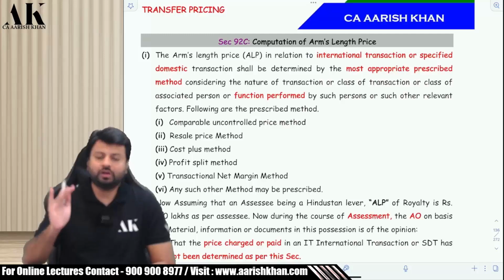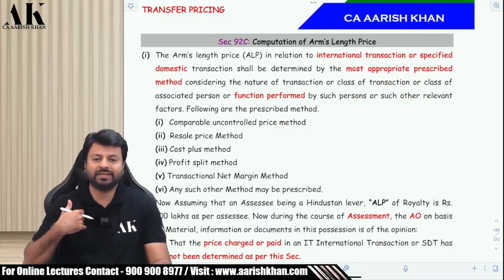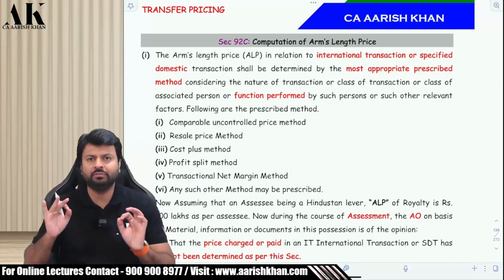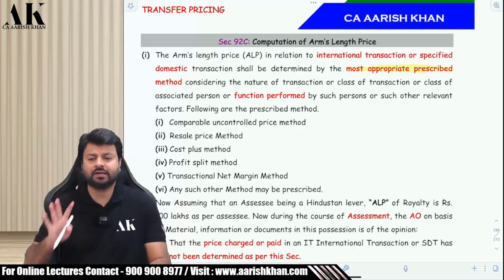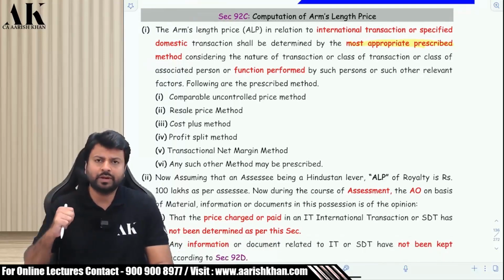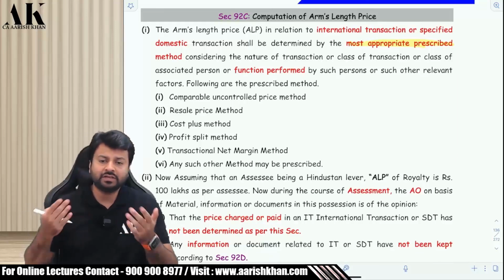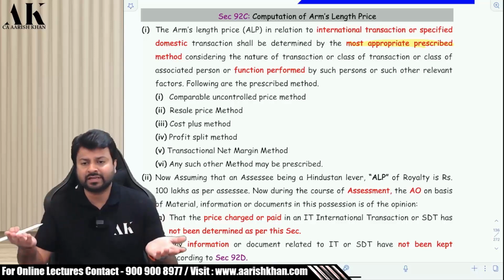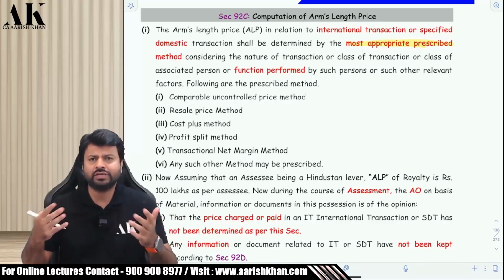So now let's talk about computation of arm's length price. Who will compute the arm's length price first? It will be computed by the assessee, as per the most appropriate method. How will they come to know the most appropriate method? They will come to know by the nature of transaction, the class of transaction, the functions performed by the assessee, and the risk assumed by the assessee. They have to keep all these factors in mind and check which method is best.